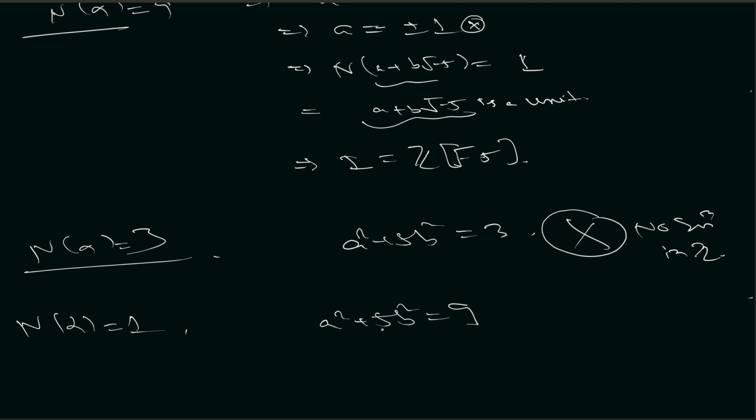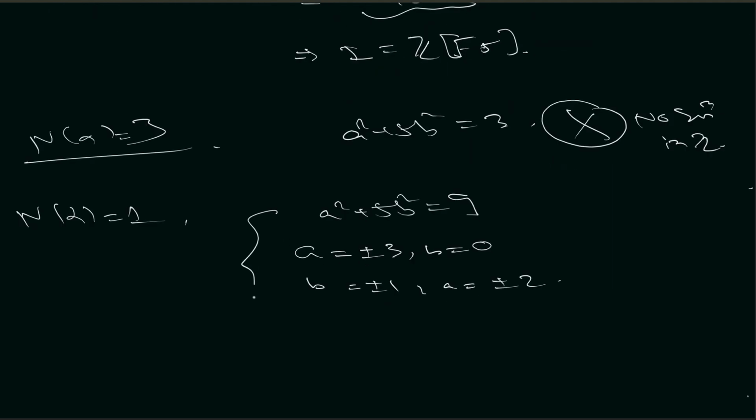That means that, what are the solutions for a and b? So b can be 0 and a can be plus minus 3. One kind of solution: b equal to plus minus 1, a equal to plus minus 2 is a solution. So these are some solutions.